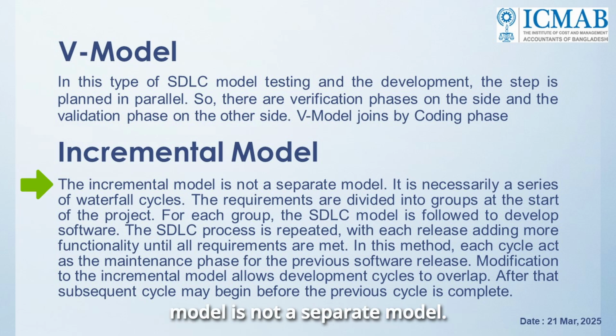The incremental model is not a separate model. It is essentially a series of waterfall cycles. The requirements are divided into groups at the start of the project. For each group, the SDLC model is followed to develop software. The SDLC process is repeated, with each release adding more functionality until all requirements are met. In this method, each cycle acts as the maintenance phase for the previous software release.